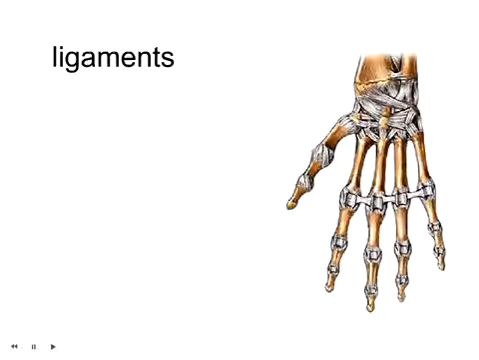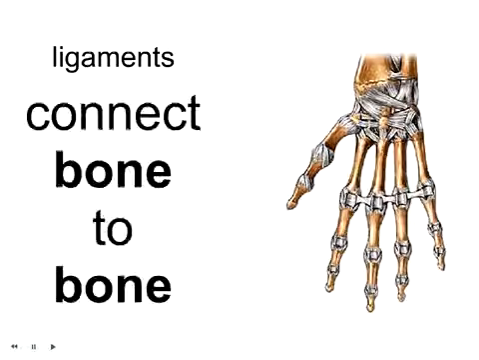Okay. So, ligaments, it turns out, help connect bone to bone. All right, so have a look at this picture of a hand. You see that there's bone right here and bone right here in the thumb. Okay, what's connecting them together? It's a ligament. Okay, ligaments connect bone to bone.